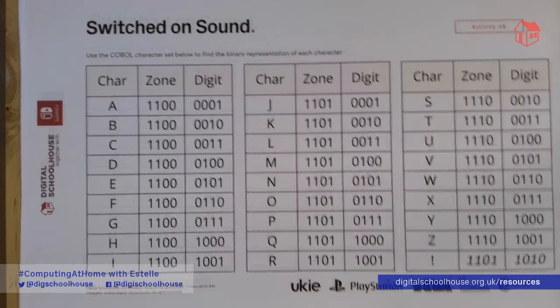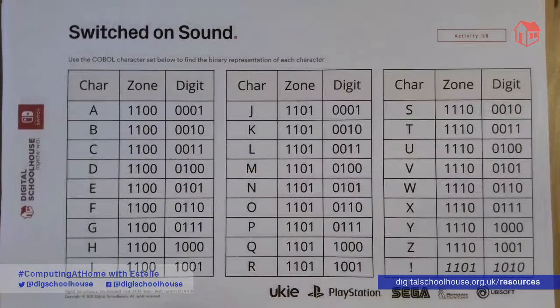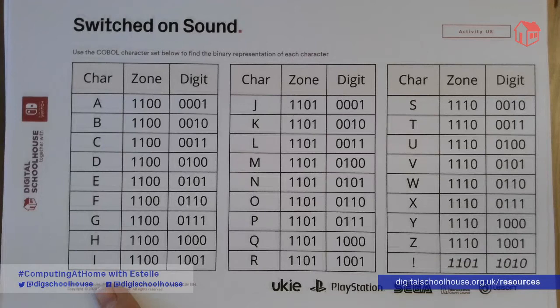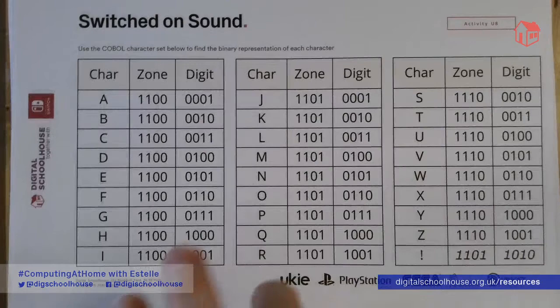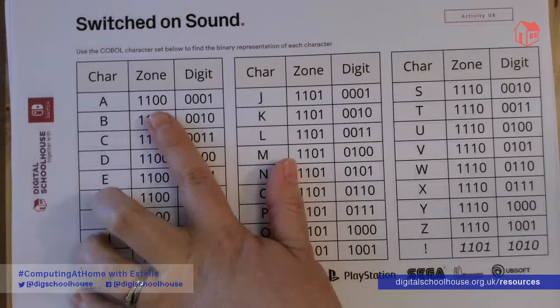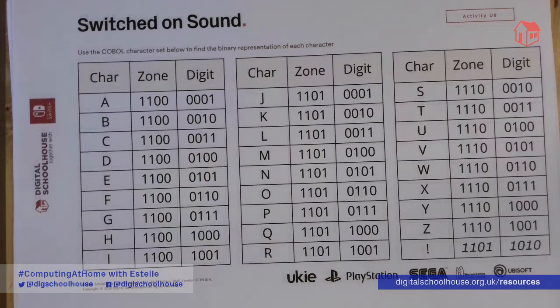So this is a simplified version using binary. You can see that we're just using capital letters, and I've included one bit of punctuation for you. So capital letters using the zones and the digits in the same way as the original COBOL character set worked. A through to I uses the same zone, then J to R uses the same zone, and then S to Z uses the same zone. So you've got three different zones to represent sets of letters, and then the digit changes based on which letter it is. So A is zone 1100, but digit 0001, whereas C is the same zone, 1100, but the digit for that is 0011. So that is a simplified version of the character set for COBOL.